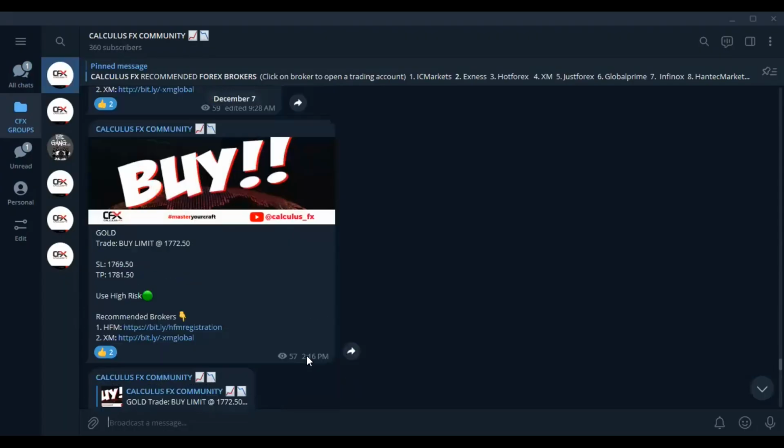So when I send a signal to the Telegram, you should be able to see the indication whether you have to use higher risk or low risk. So I'll let you guys know that in advance. It comes with the signal.